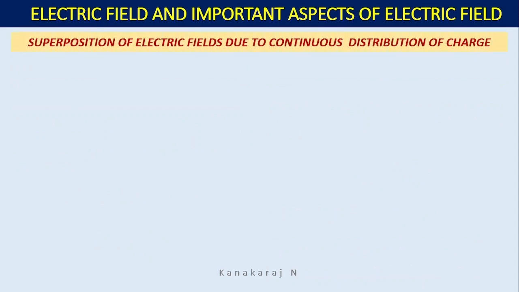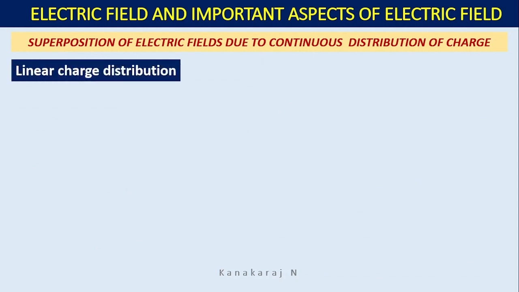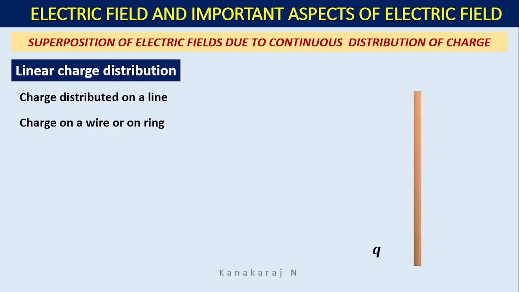Superposition of electric fields due to continuous charge distribution. Linear charge distribution: charge distributed on a line, such as charge on a wire or ring. Here you have a wire. It has a charge Q and it has a length L. Linear charge density lambda equals Q by L.